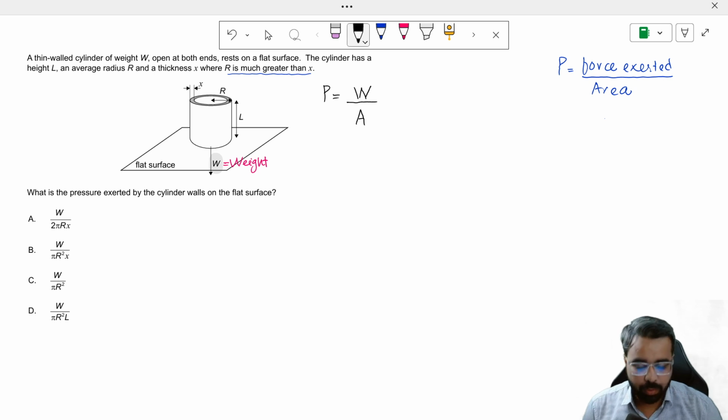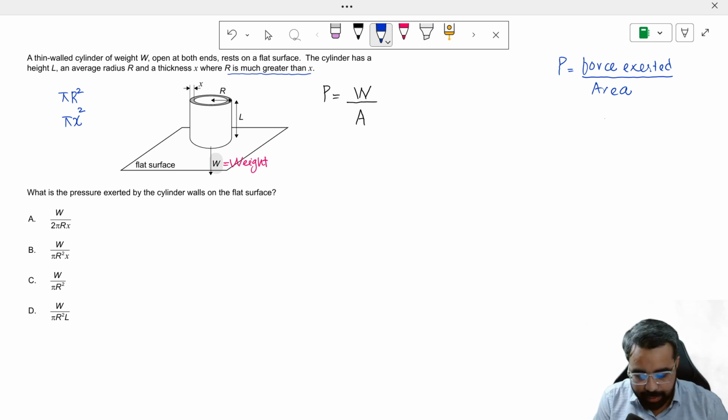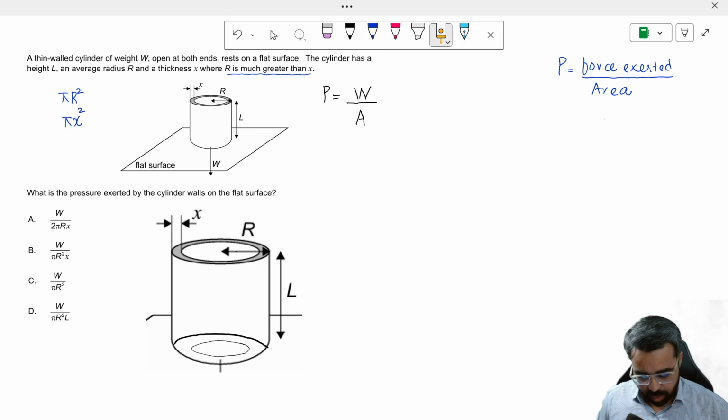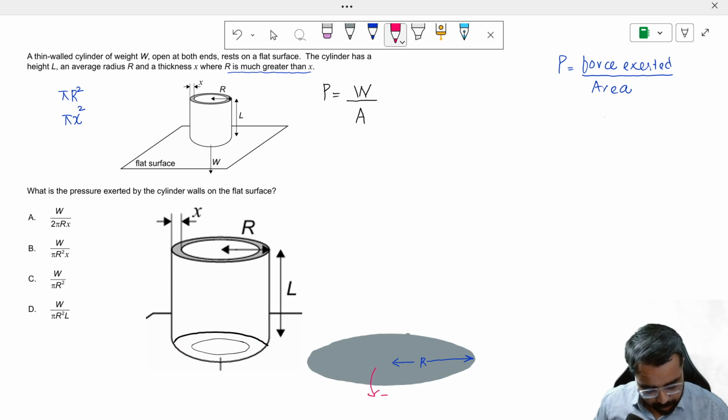Now the tricky part is to understand what area we have to take. Should we take the area pi r square, which is the cross sectional area of the whole cylinder, or should we take pi x square, or should we take some other thing? Let's see this with the help of a diagram. In this diagram, this is the area which is actually applying the force on the flat surface, which we have to calculate. If you calculate this complete area, that will be pi r square, the area of the total cylinder.